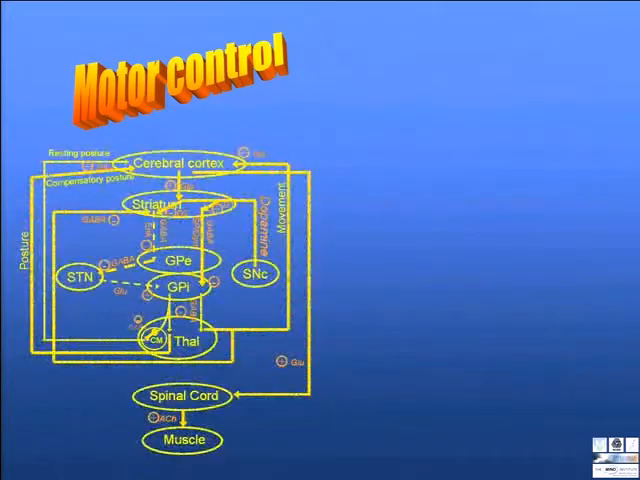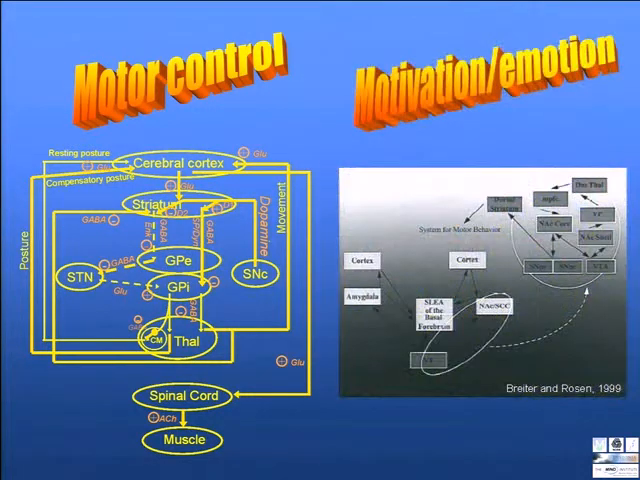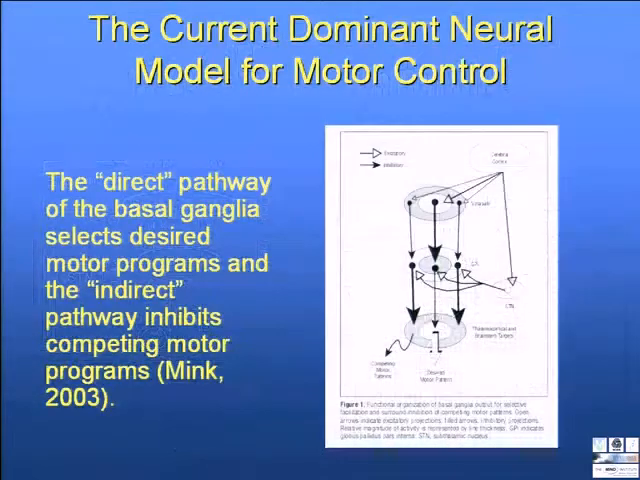So to give you some examples, we know how complex these systems are. We already have some models. So this is a basic sort of circuitry diagram for motor control and circuitry diagram for motivation and emotion. So we already have a lot going here. So there's a lot to build on, which makes our job easier. So let me just first sort of describe the current dominant model for motor control.